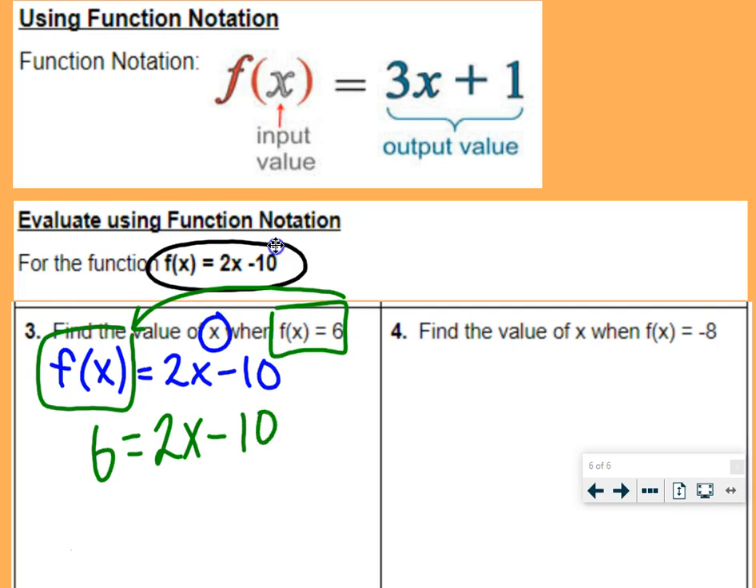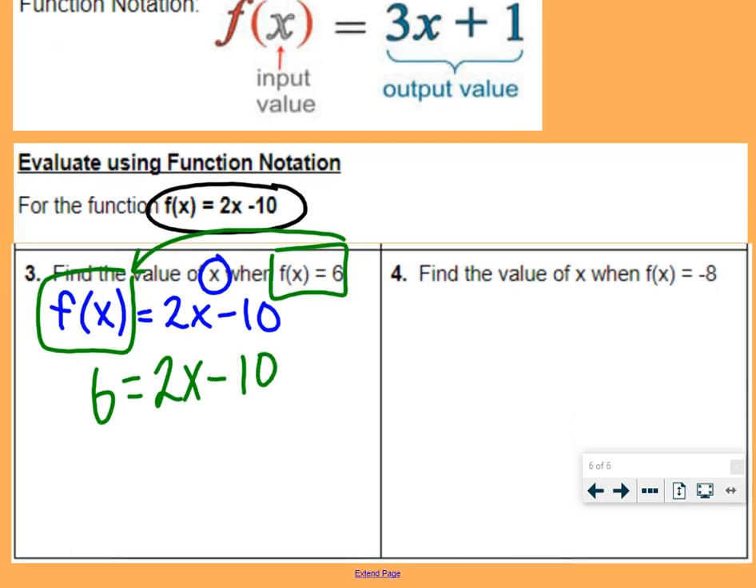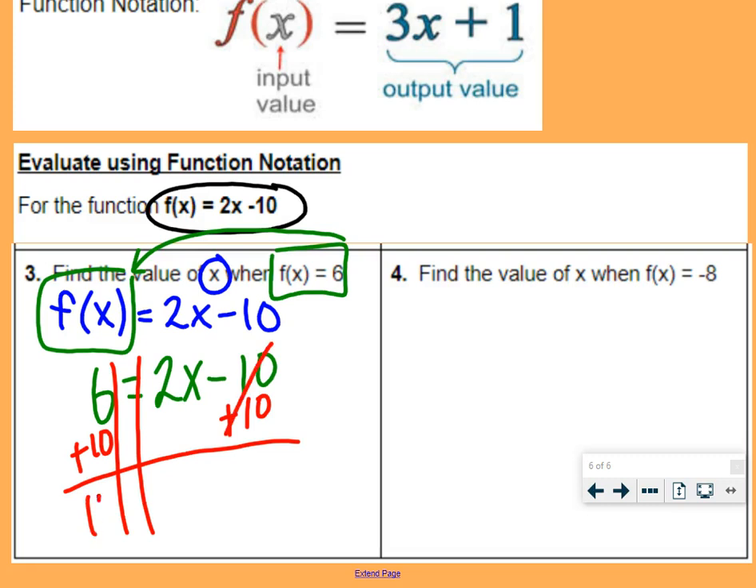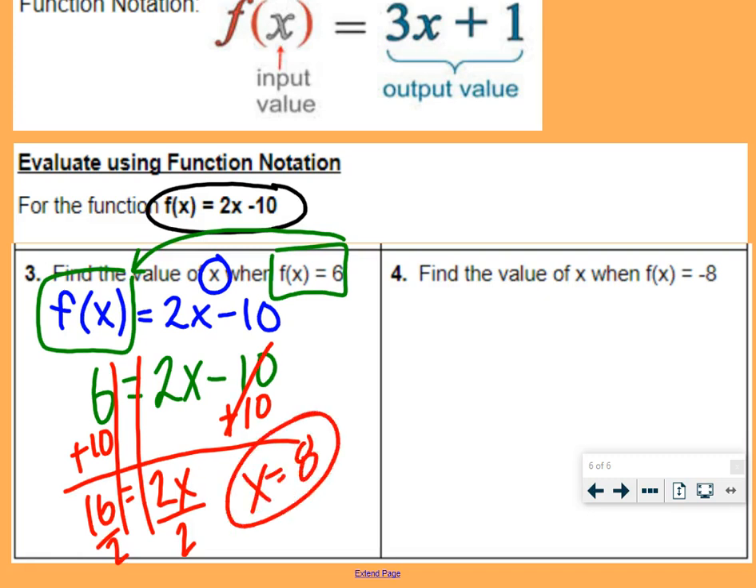And now we're going back to last unit with solving equations. Undo minus 10 with plus 10. We get 16 equals 2x. Undo times 2 with divide by 2. We get x equals 8. So that means when we put 8 into our function, we get 6 out. So here we know if we put 8 into our function, we're going to get 6 out of our function.